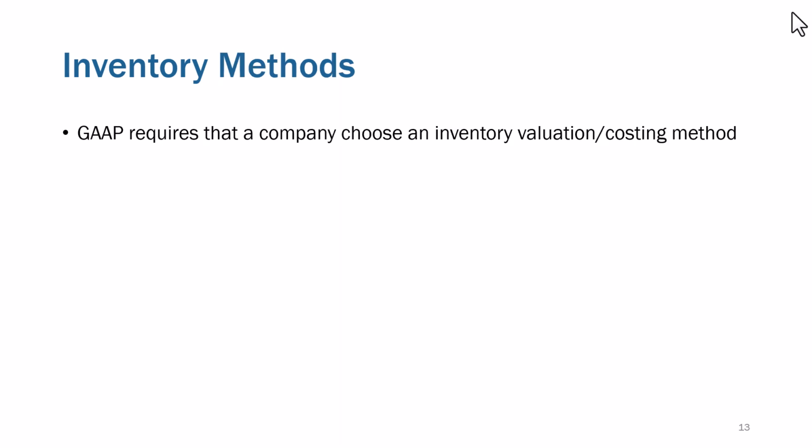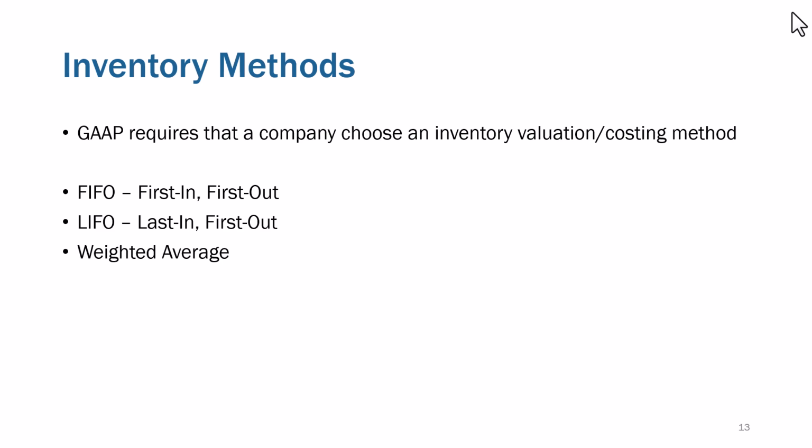So the inventory methods. GAAP requires that a company choose an inventory valuation or costing method. GAAP says you can choose FIFO, LIFO, or weighted average. Those are the three most common options out there. They also say you can choose specific identification if it makes sense in your industry. That's more of a unique one, and we'll look at that at the end.